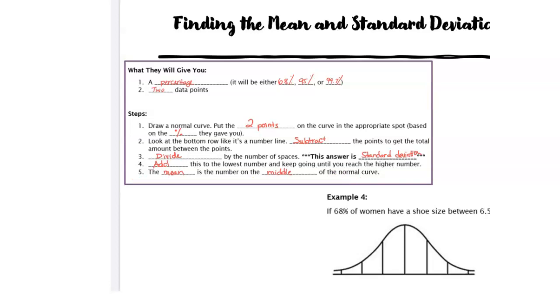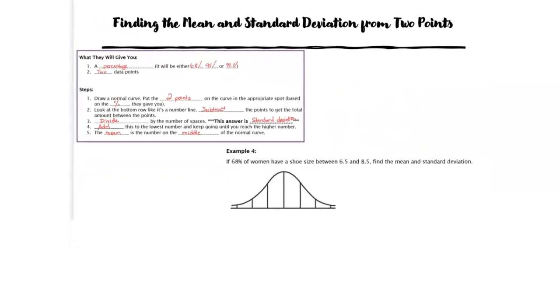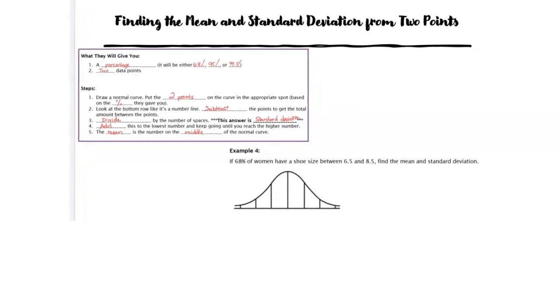So let's go ahead and try the next problem. If 68% of women have a shoe size between 6.5 and 8.5, find the mean and standard deviation. So mean and standard deviation. Those are the two things that we should walk away from this problem having, the mean and the standard deviation. So first off, highlight the fact that they gave you that percentage, 68%. Next, highlight those 2 points that they've given you, 6.5 and 8.5. So this is a shoe size between 6.5 and 8.5.